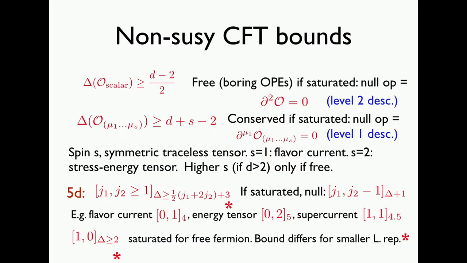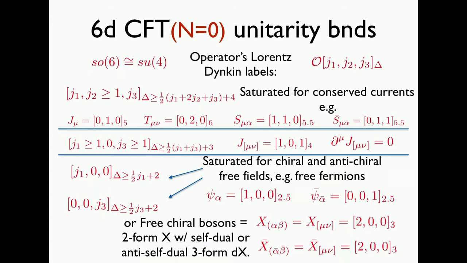Okay. In 6 dimensions, I thought I would also just briefly mention some of the unitarity bounds and their group theory. So in 6 dimensions, if we go to Euclidean space, the Lorentz group is SO(6), which we could think of as SU(4). And since SU(4) has rank 3, we need 3 labels. So J1, J2, and J3 are the 3 labels for representations. So we can write operators and their Lorentz quantum numbers with these labels, J1, J2, and J3. And then this delta is the dimension of the operator.